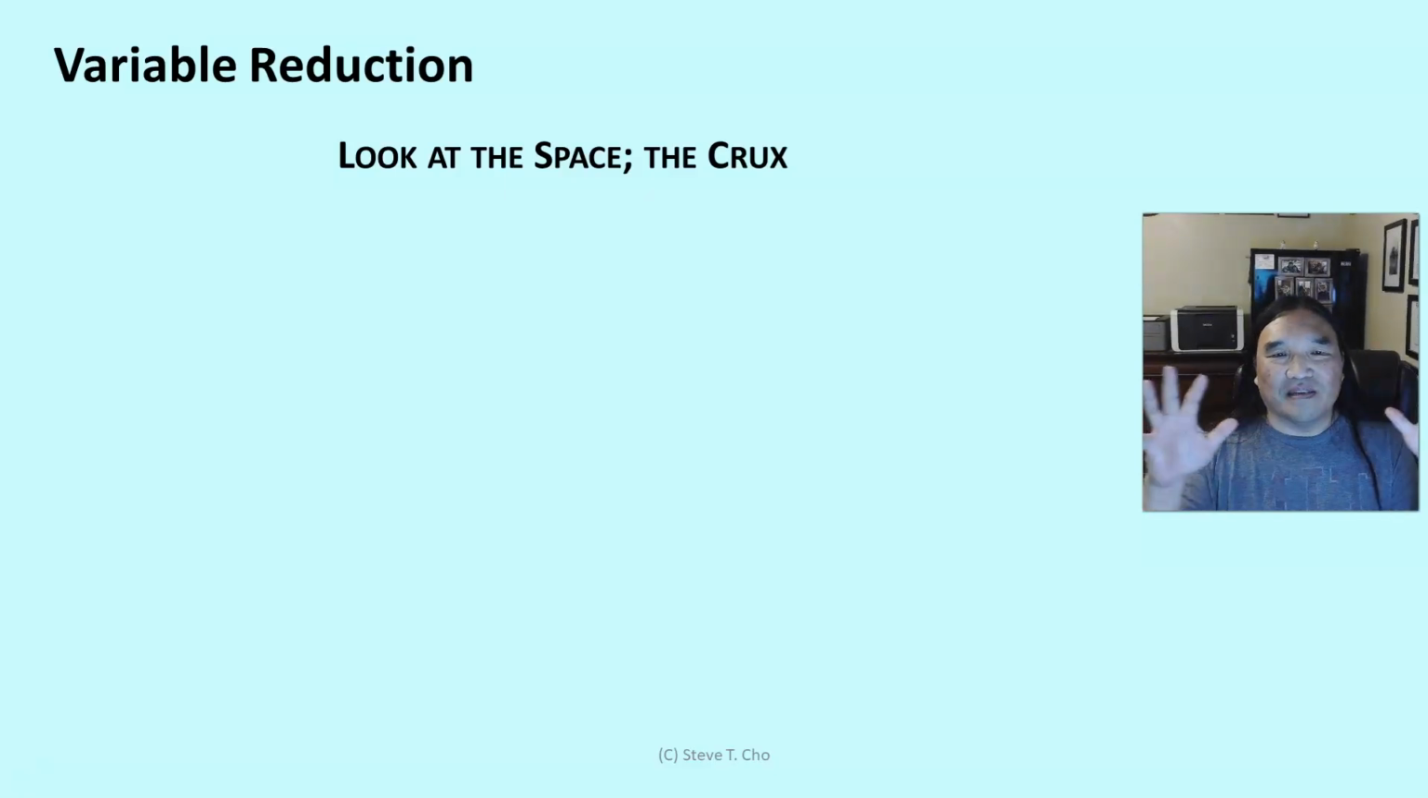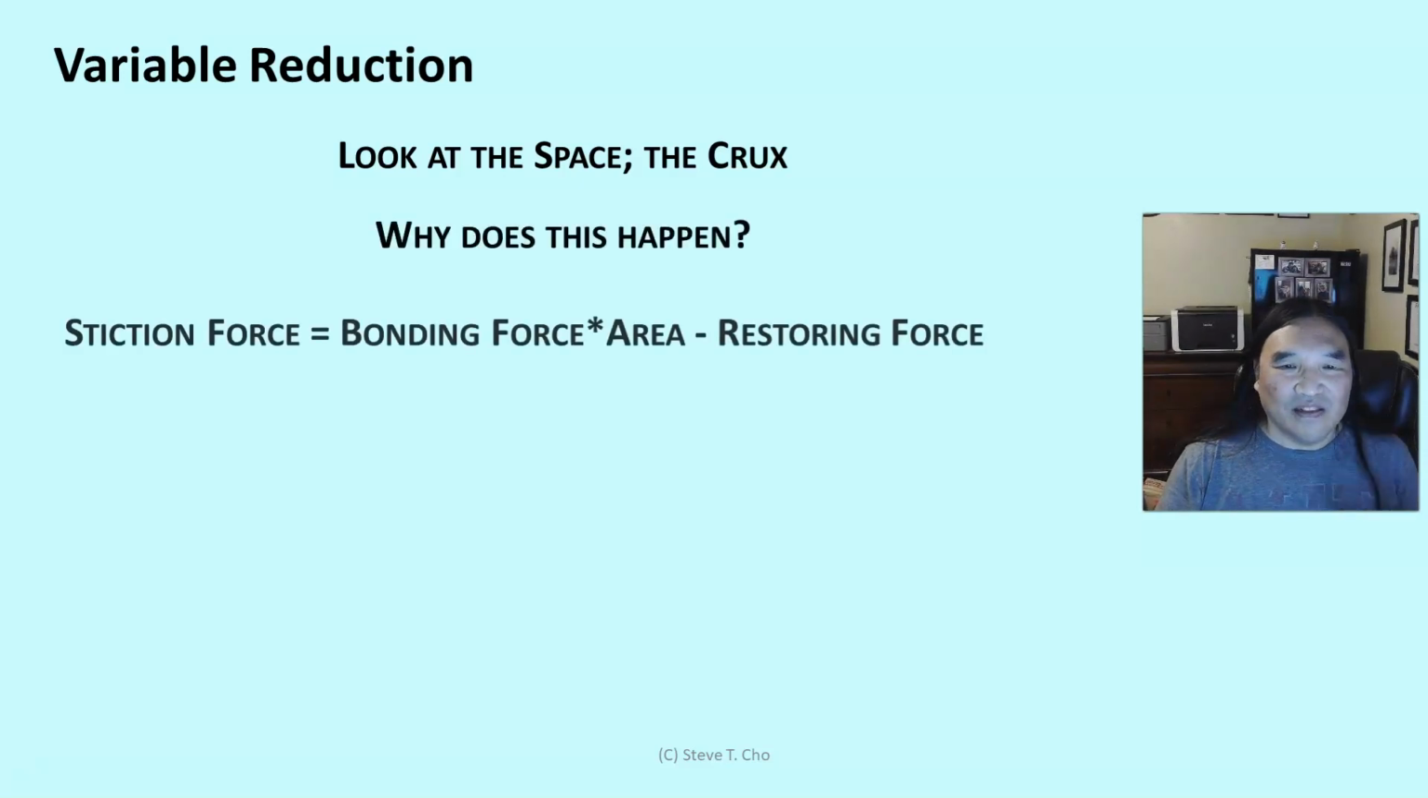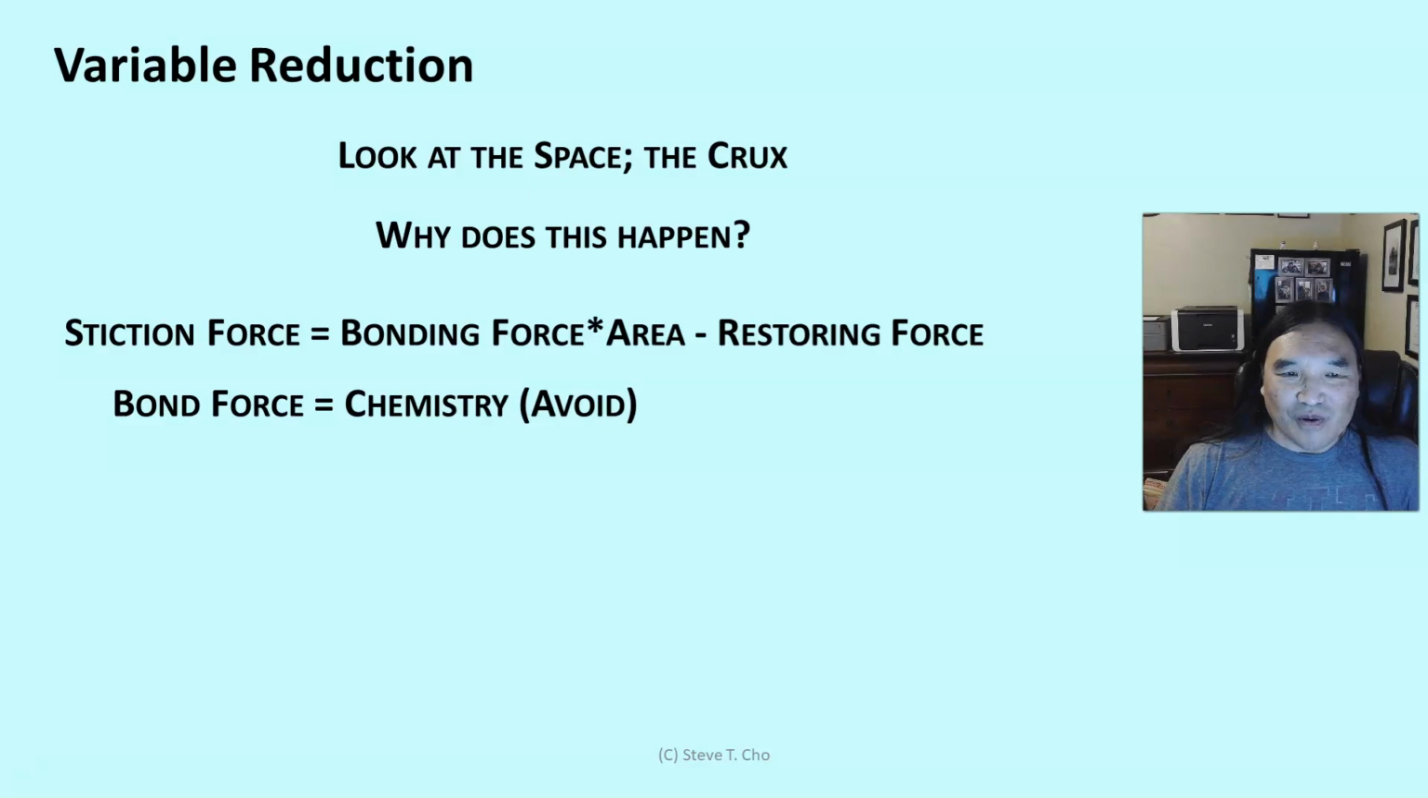However, what if we looked at the space and understood what is the crux of this problem? What the space is telling you about why this happens. Stiction is bonding force times area minus restoring force. Meaning, is there a force to pull it back up? If it's higher than the stiction force, then it'll release okay. Bond force is a function of chemistry. In general, I try to avoid chemistry because if you have to make a new material, now you're talking about years and untold headaches. I've been through developing new materials. It's not fun. It's very difficult, and there's a lot less science to it than art.